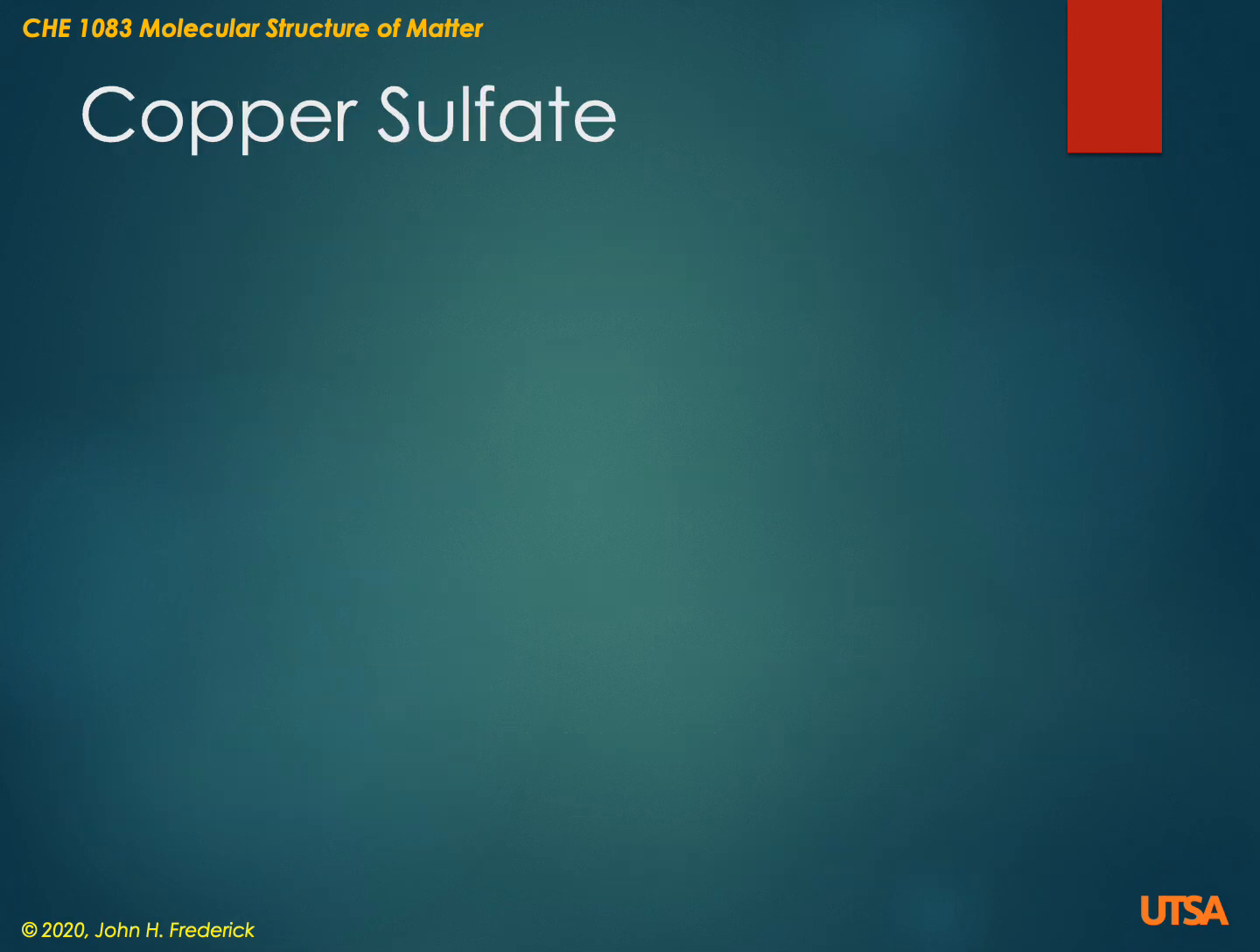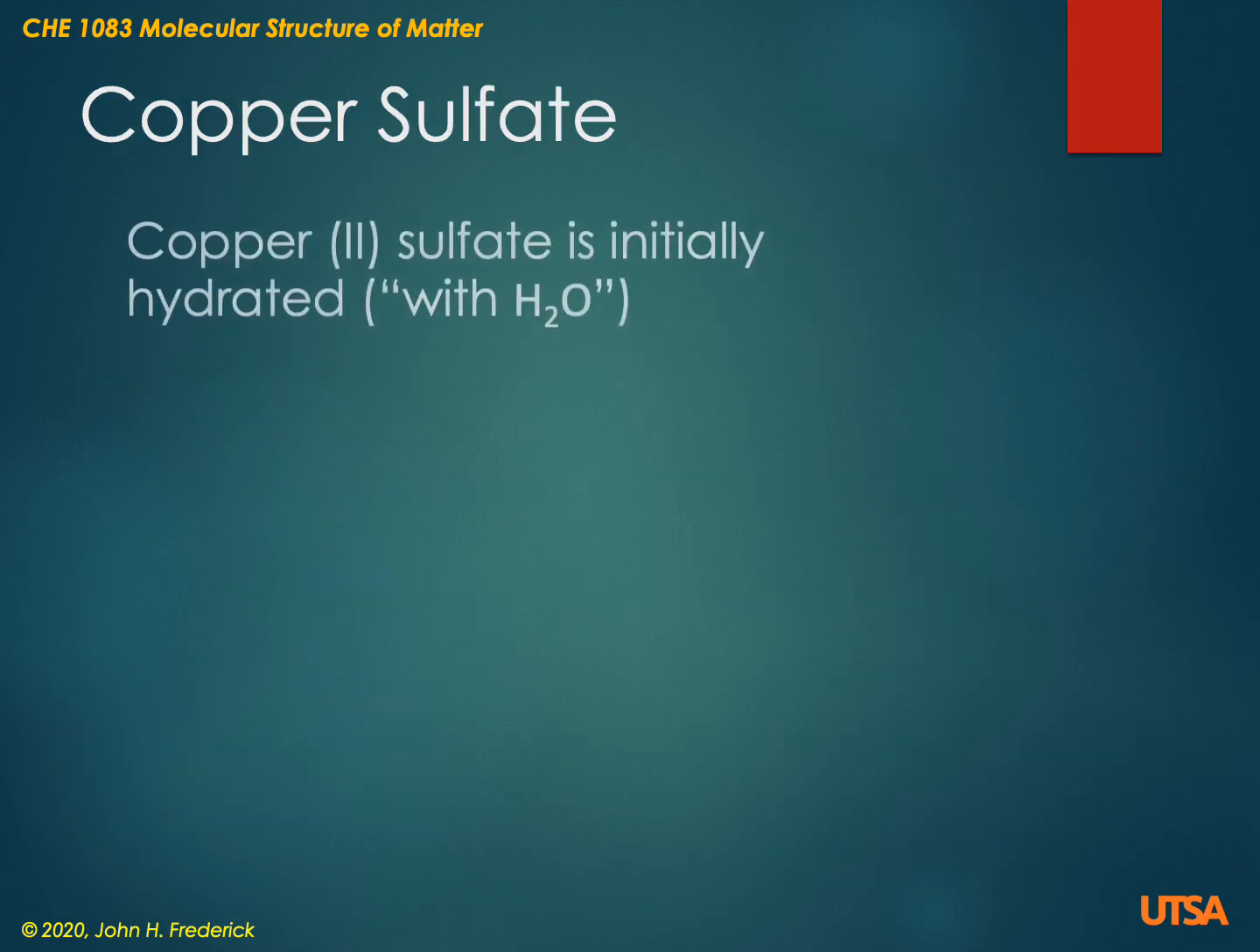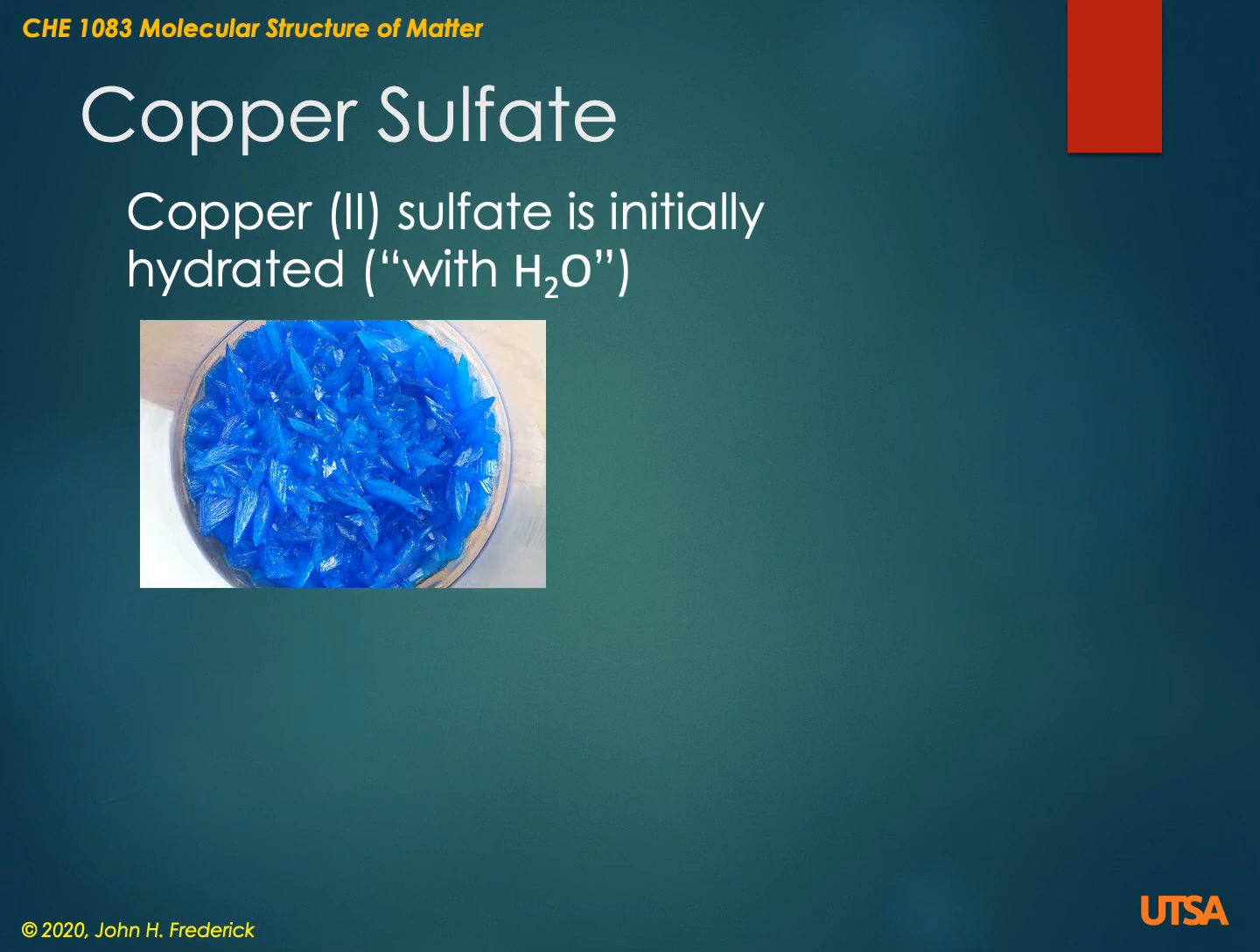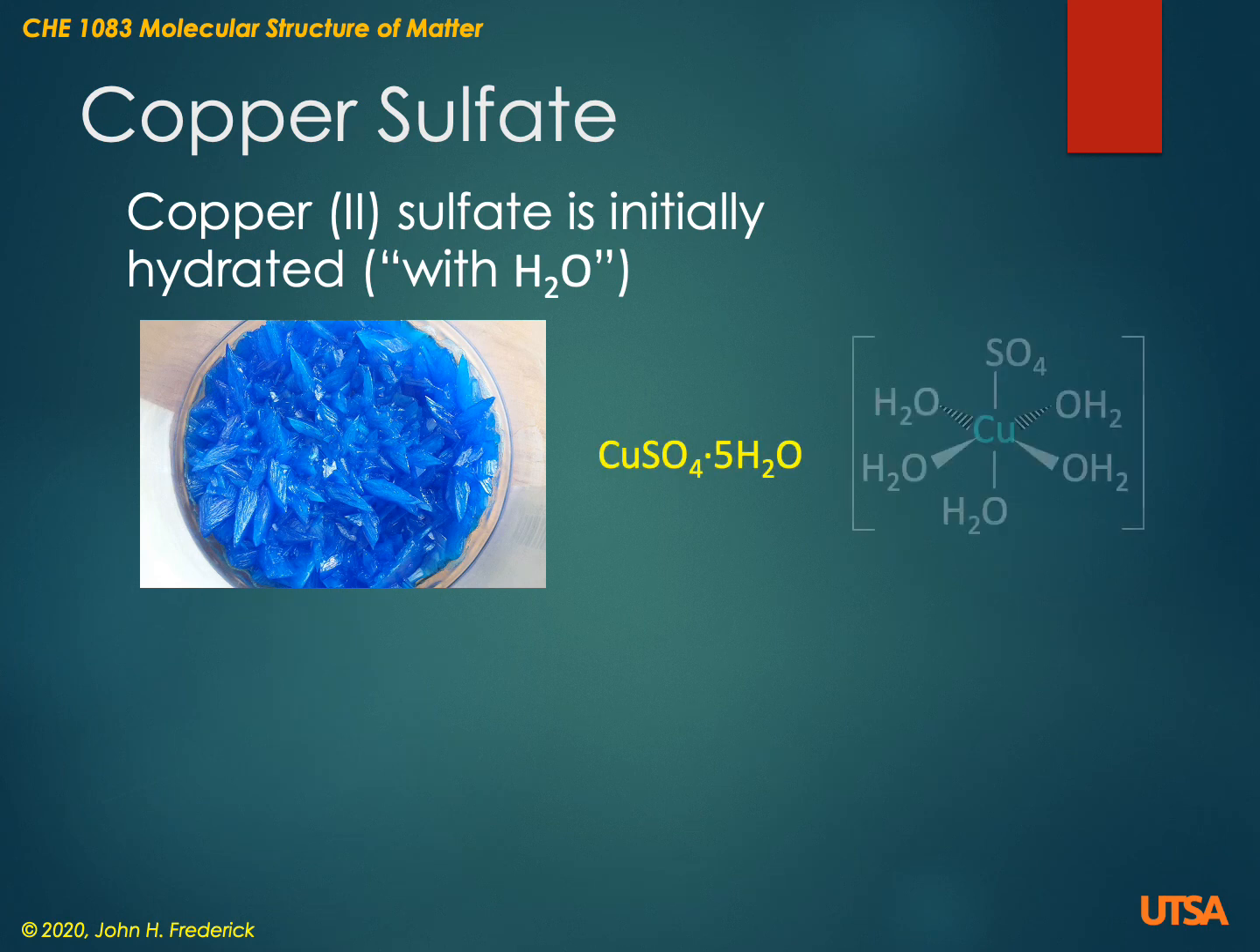So let's see an example of this. Let's look at copper sulfate. Here is a picture of copper sulfate, and it's initially hydrated with water. That is to say, copper sulfate is really this compound. All right, you can see that it's got a copper and a sulfate, but then it has 5 waters that are arranged around it in an octahedral complex ion. So this compound is bright blue, and it's bright blue because of the field that the ligands around the copper exert on its d electrons on the metal.